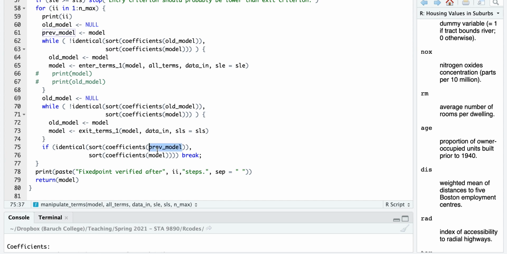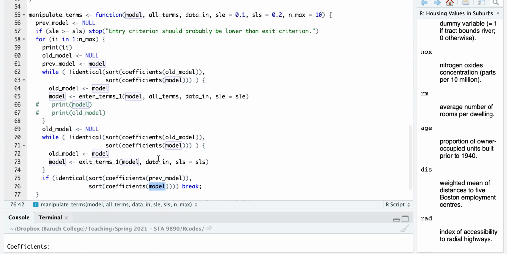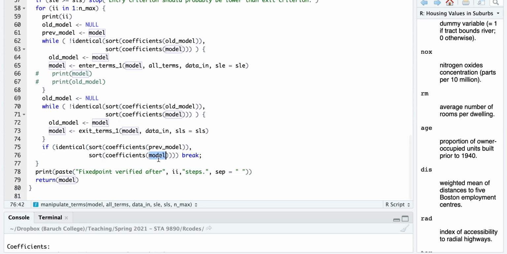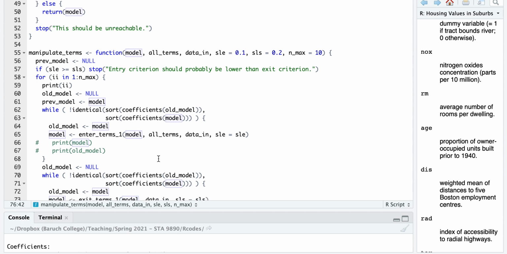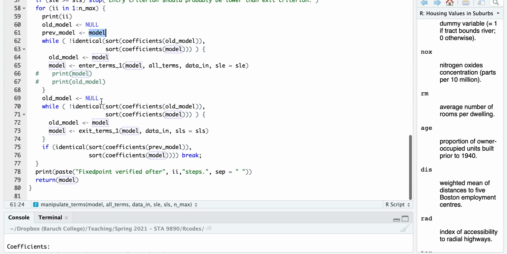And then we have previous model and model. Previous model is the model we start with at the beginning of the forward selection, before we do the forward selection. But now here we are seeing if the forward and the backward selection doesn't lead to any change.